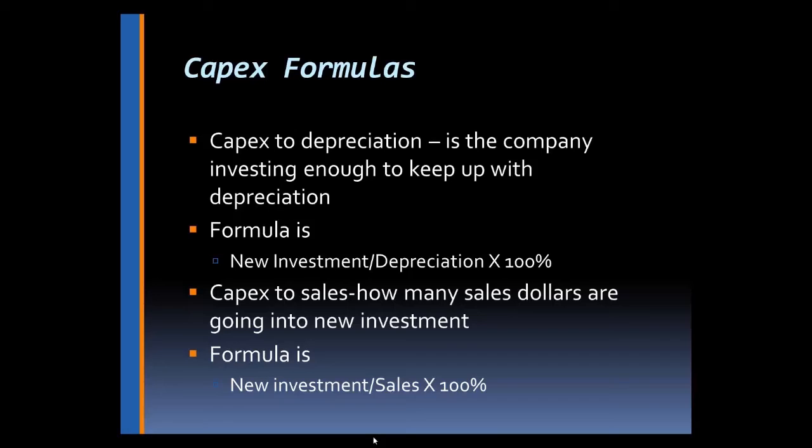So what you would do is you would take new investment, divide it by depreciation times 100%, and that is your CapEx rate. In the case of CapEx to sales, you say how many sales dollars are going into new investment. So then you take the new investment divided by sales times 100%, and that tells you how much of the sales dollars are being used to look at the new investment.